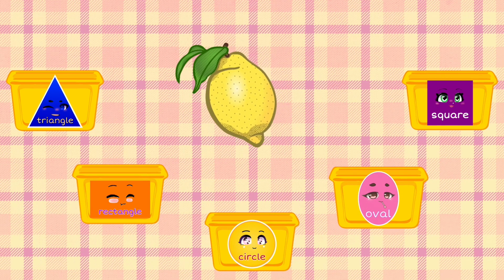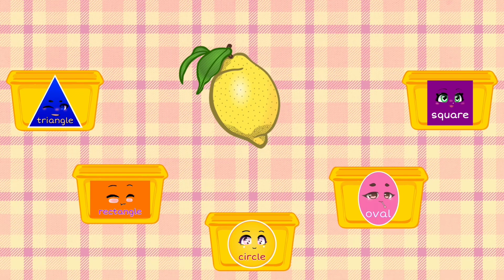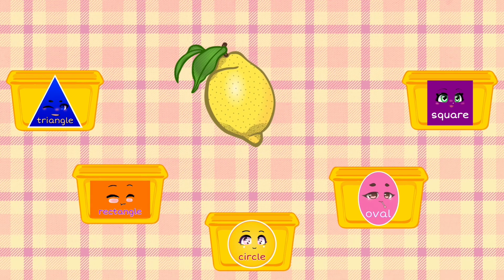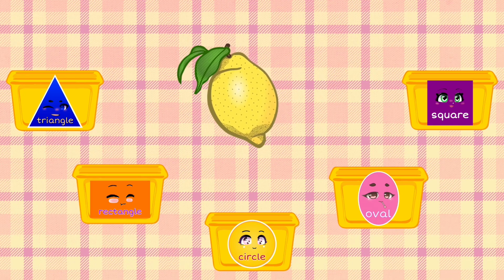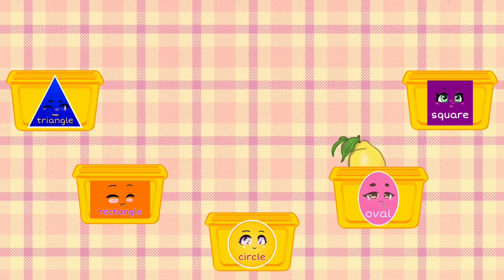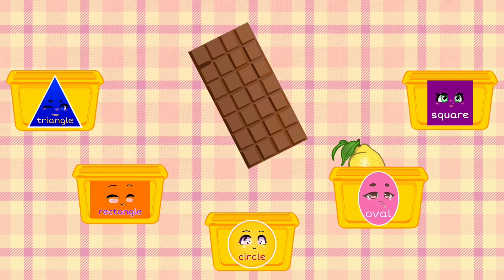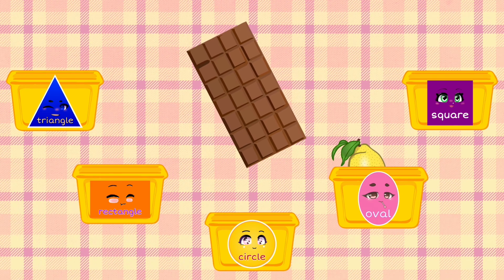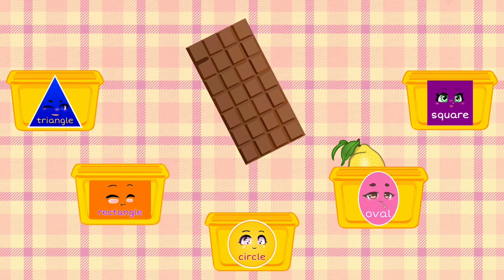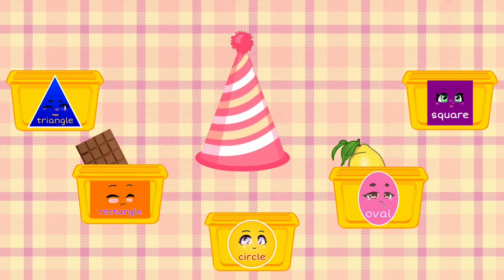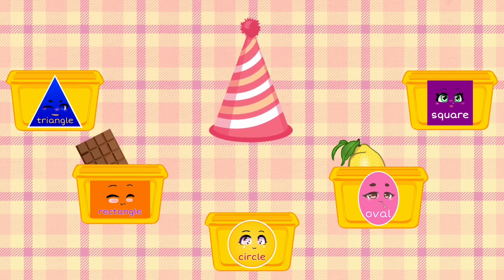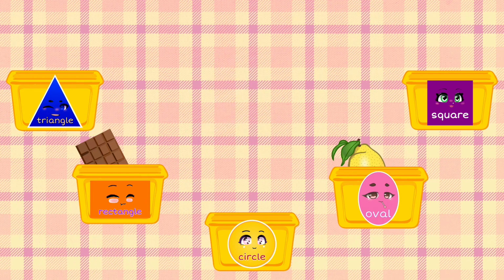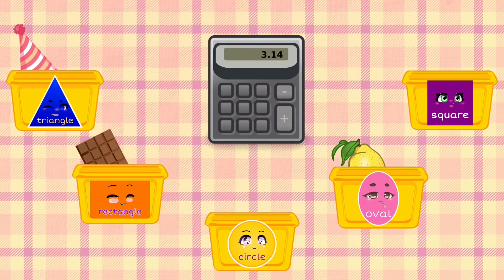What shape is the lemon? Triangle, rectangle, circle, oval, or square? Oval. What shape is the chocolate bar? Rectangle. What shape is the party hat? Triangle. What shape is the calculator?